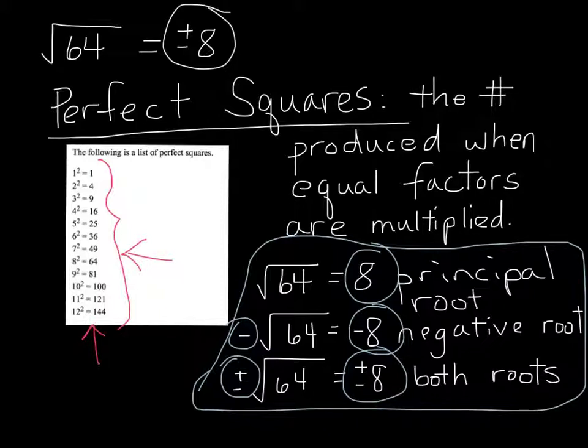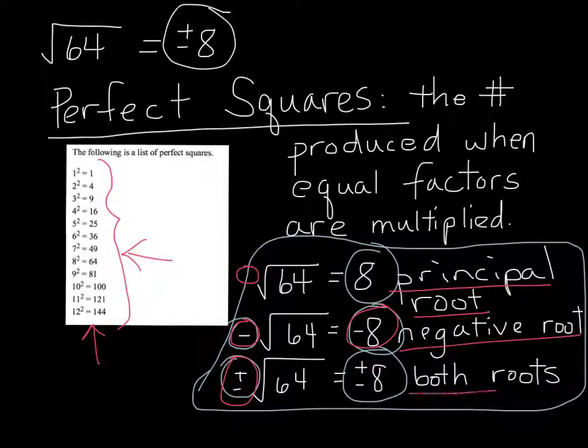Well, if you look right here, notice there's nothing in front of the square root symbol. So they want the principal square root. And we say that that would be 8. Now, if you see a negative sign in front of the square root symbol, they want the negative root, and so the answer would be negative 8. Plus or minus the square root of 64 means that they want both roots, plus and minus 8.